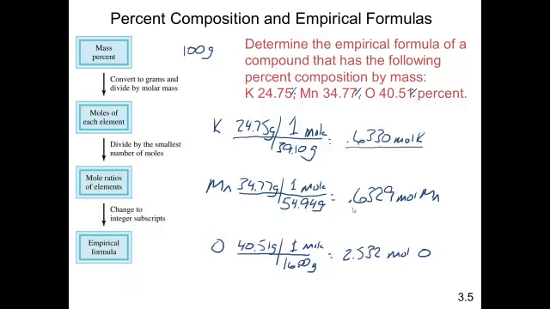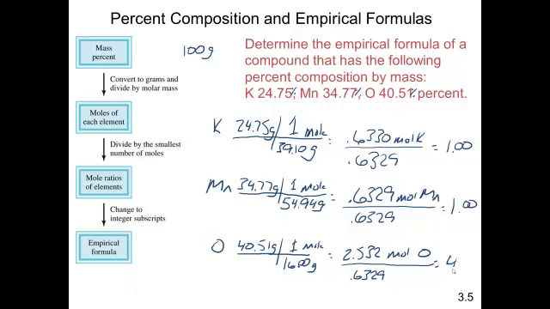So we're going to divide each of our mole amounts by our smallest amount to get a ratio. So 0.6329 and 0.6329 and 0.6329. And again, we have 3 equations. So for potassium, if we divide 0.6330 by 0.6329, for manganese, we get 1. For potassium, we're going to get 1 again. And for oxygen, we are going to get 4.